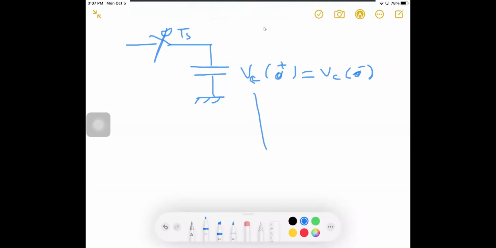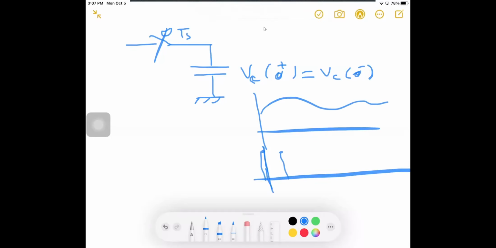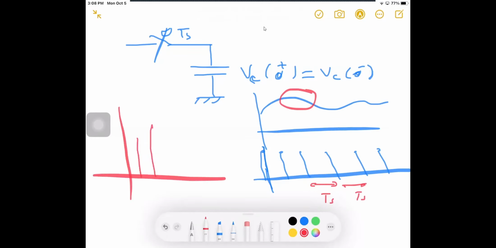For example, this will be an analog signal. Okay, this is an analog signal. And this one will be a stream of impulses. Now, these impulses are spaced by TS, a regular distance TS. Now, if you multiply this analog signal by the comb function, or the sampling function, we can get the following signal. Well, we can get the discrete signal.